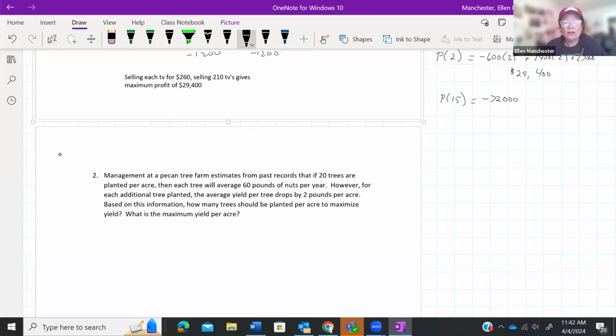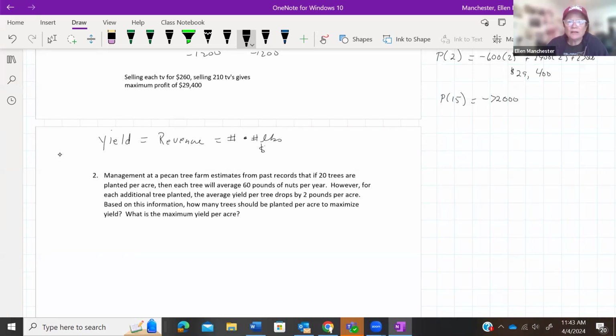This is a different scenario. You have a pecan tree farm estimates from past records that if 20 trees are planted per acre, then each tree will average 60 pounds of nuts per year. However, for each additional tree planted, the average yield per tree drops by 2 pounds per acre. Based on this information, how many trees should be planted per acre to maximize yield? So don't let the word yield throw you. Yield just means revenue. Okay, and in this case, it is the number of trees times the number of pounds.